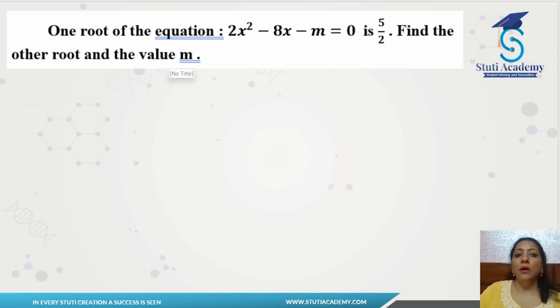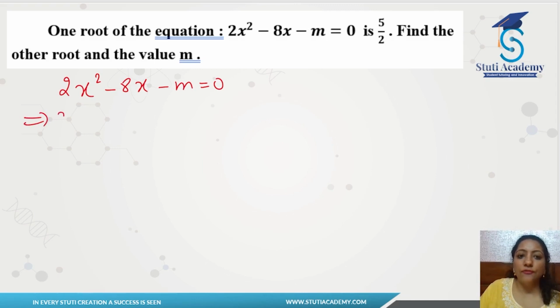Now coming to the next one. One root of the equation 2x² − 8x − m = 0 is 5/2. Find the other root and the value of m. So this equation is given to us and we already know 5/2 is a root of the equation. We are going to first replace x by 5/2 and accordingly we'll solve for m. So we have 2(5/2)² − 8(5/2) − m = 0.